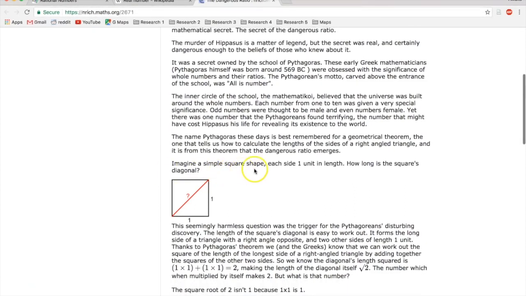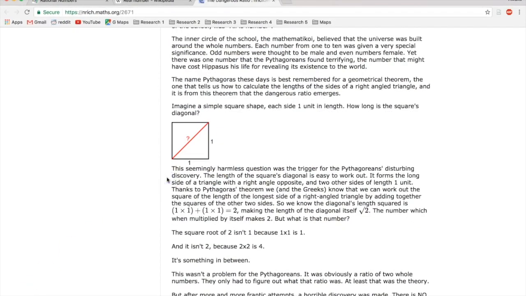Imagine a simple square, each side 1 unit in length. How long is the square's diagonal? This seemingly harmless question was the trigger for the Pythagoreans' disturbing discovery. The length of the square's diagonal is easy to work out. It forms the long side of a triangle with a right angle opposite, and 2 other sides of length 1 unit.